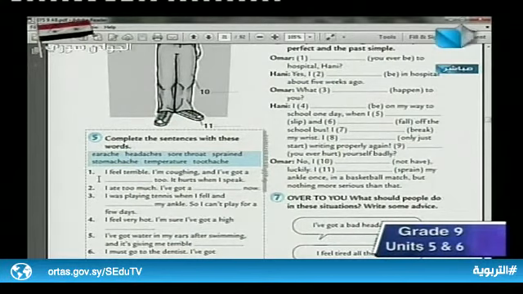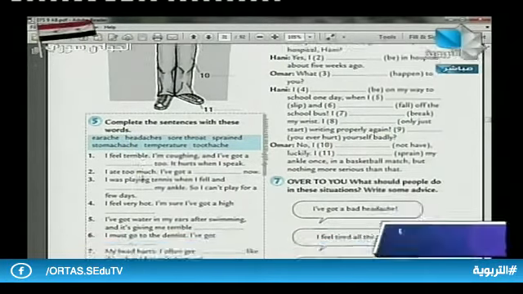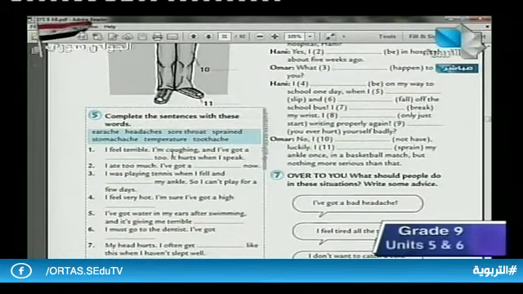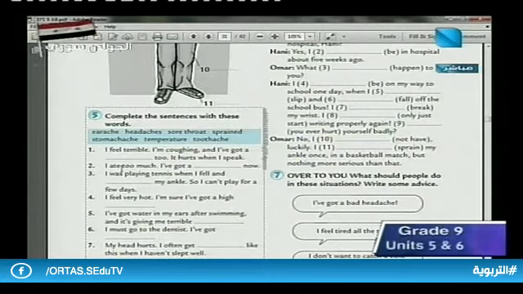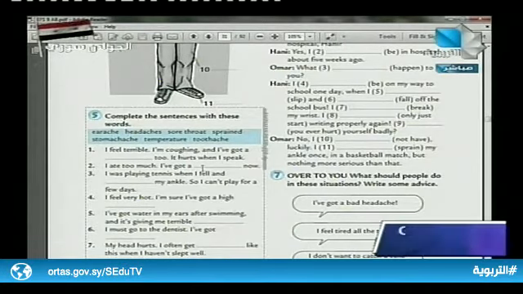Number 1: I feel terrible. I'm coughing. And I've got a sore throat too. It hurts when I speak. Good. And actually, today I've got a sore throat. Number 2: I ate too much. I have got a stomach ache. We have some keywords that lead us to choose this word. I ate too much, so I have a stomach ache now.